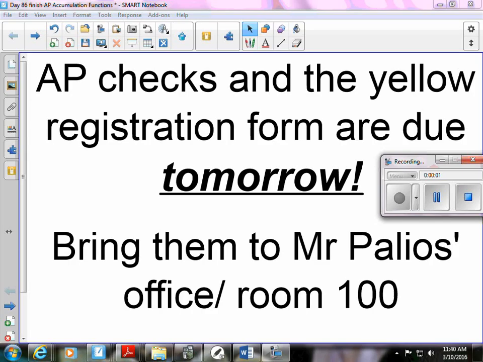Too late. Oh, I have a ton of yellow forms. Give my test. I'm on a short leash, so pass it if anyone needs it. The yellow forms. Okay, does everyone know where Palios' office is? The new wing, like the foreign language. Okay.